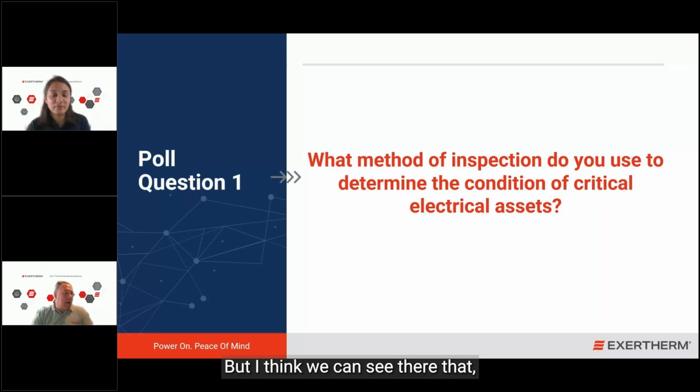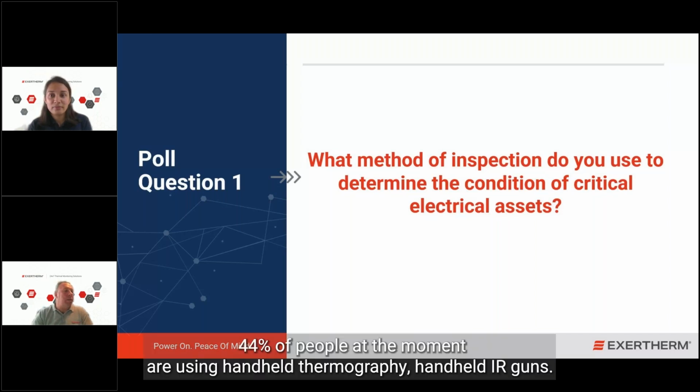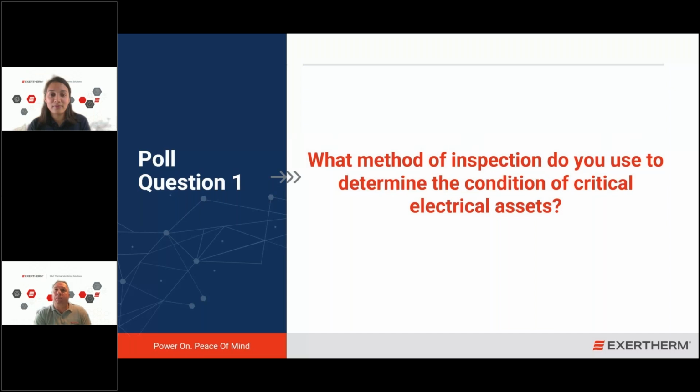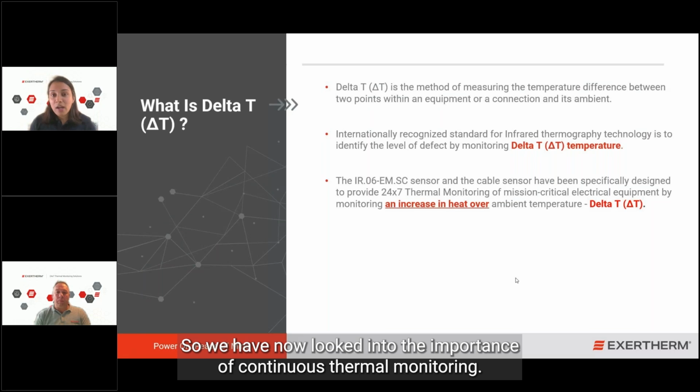But I think we can see there that 44% of people at the moment are using handheld thermography, handheld IR guns. 38%, quite nicely, are using exotherm sensors. There's 12% using other technologies, and 7% of people are unsure. So at least what that seems to show is that people are doing some form of inspection, which is very good. So we have now looked into the importance of continuous thermal monitoring.